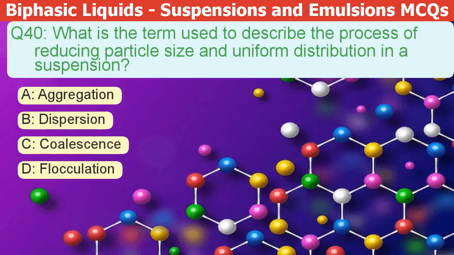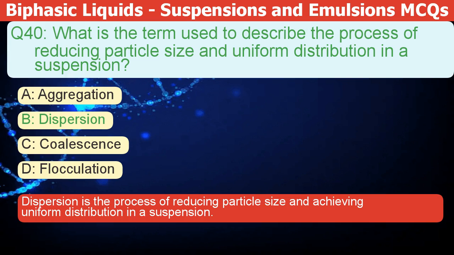What is the term used to describe the process of reducing particle size and uniform distribution in a suspension? A. Aggregation. B. Dispersion. C. Coalescence. D. Flocculation. The correct answer is B. Dispersion is the process of reducing particle size and achieving uniform distribution in a suspension.